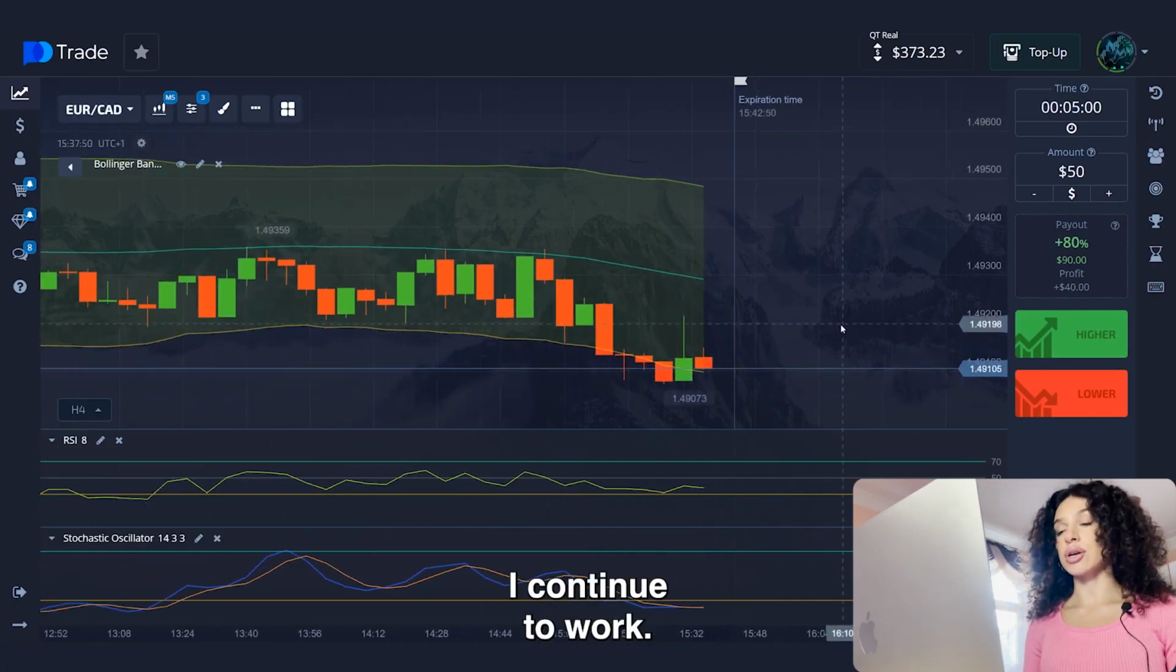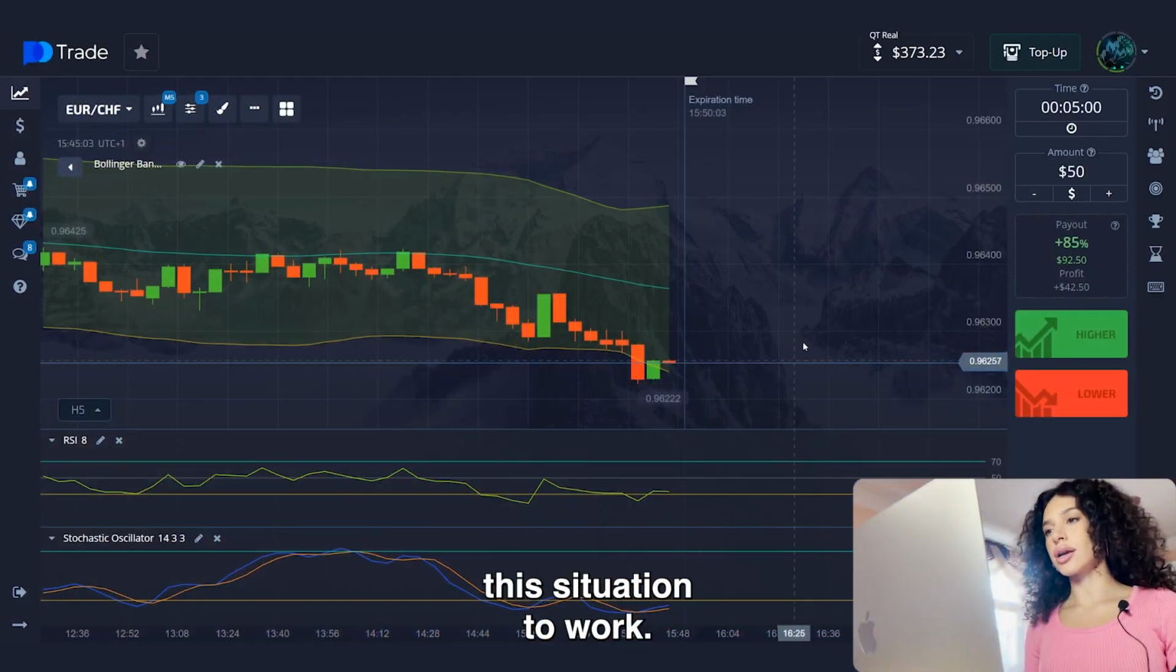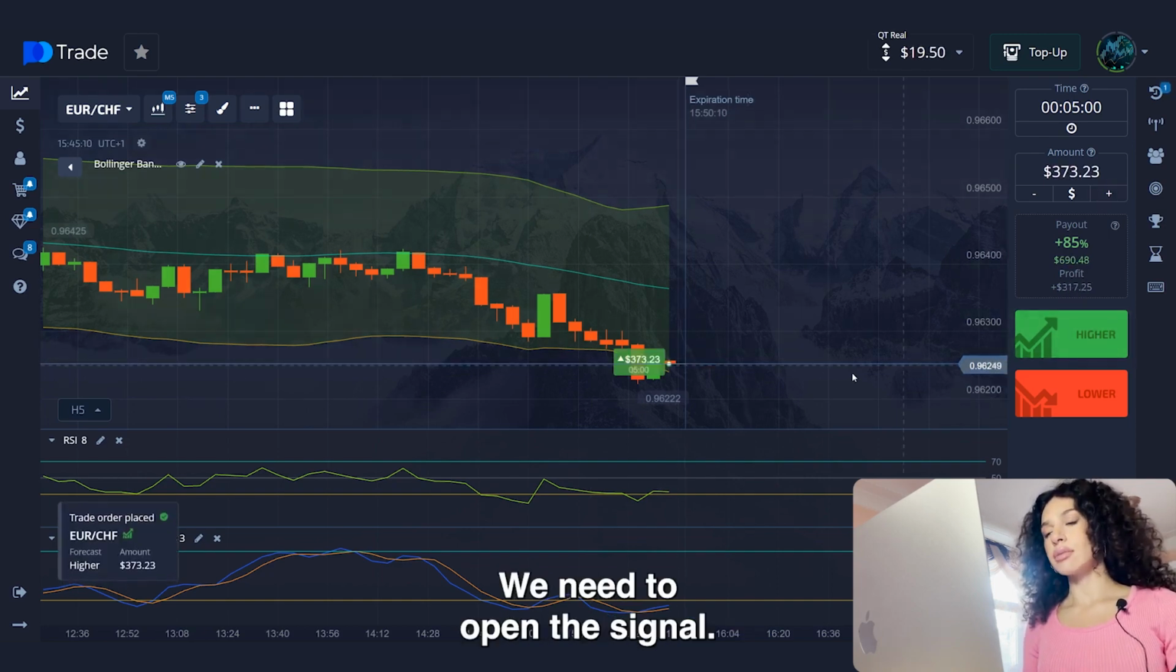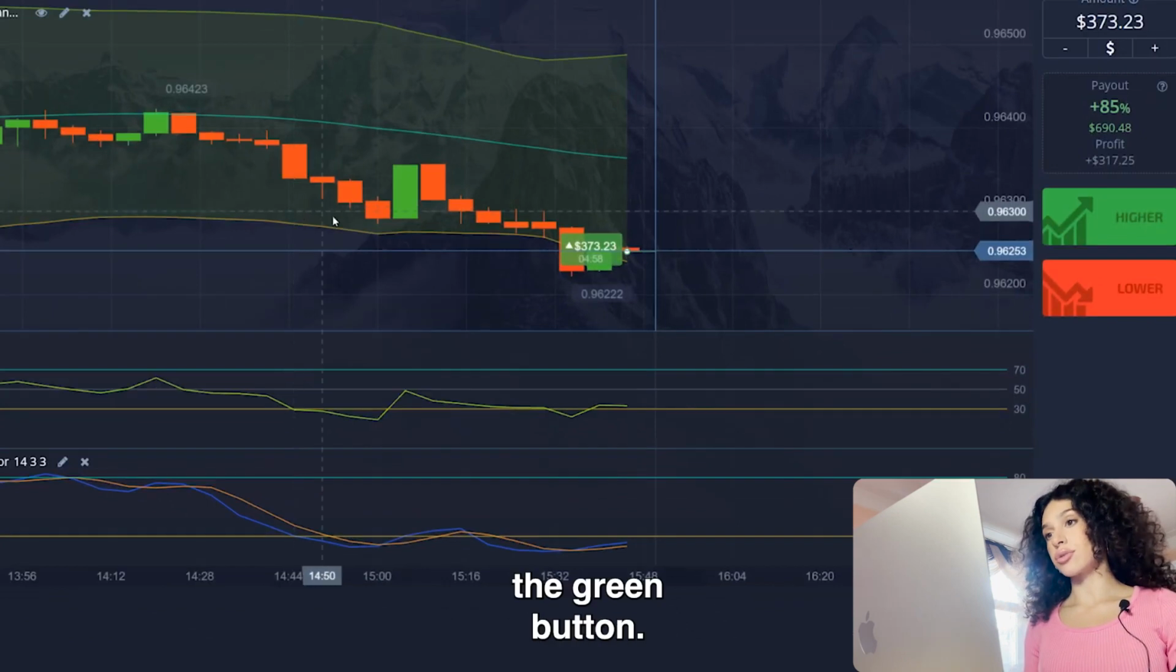I continue to work. Let's take this situation to work. I think I can make a profit. This time the trade amount is $373. We need to open the signal. I think the price will go up. I press the green button.